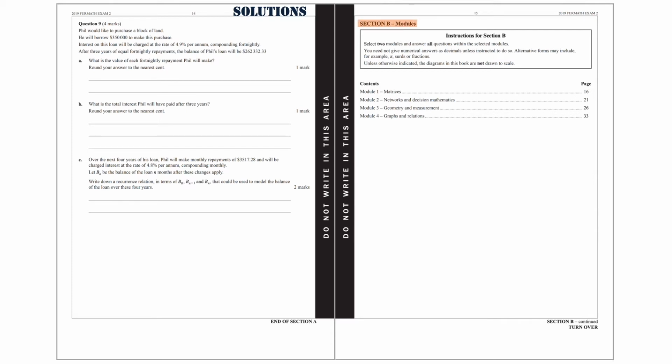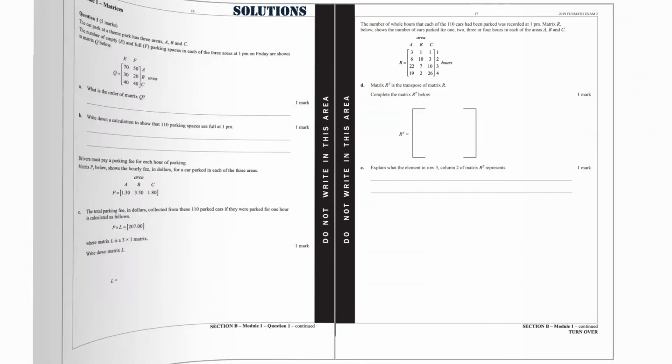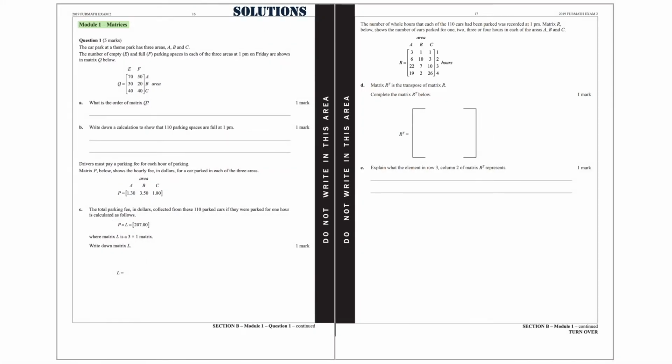Section B, Modules. Module 1, Matrices. Question 1. The car park at a theme park has 3 areas, A, B, and C. The number of empty and full parking spaces in each of the 3 areas at 1 p.m. on Friday are shown in matrix Q below. Part A. What is the order of matrix Q?